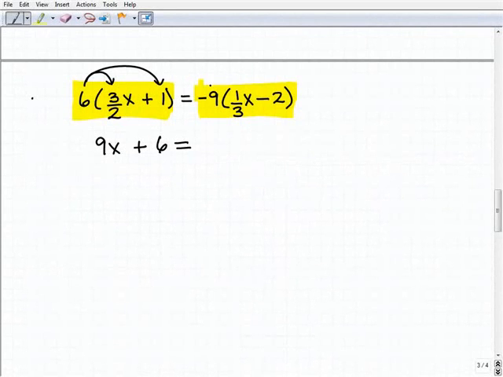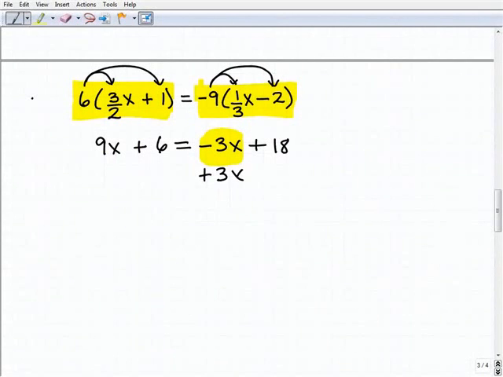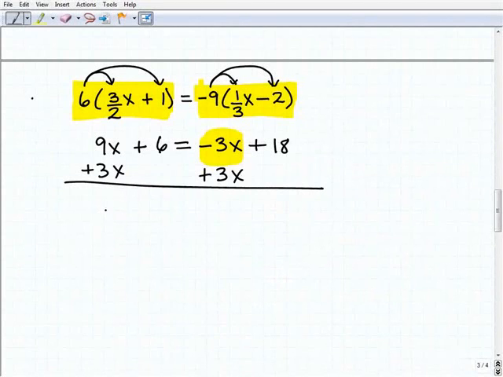And that's going to be equal to -9 times 1/3, which is going to be a -3x. And -9 times this -2 is going to be a +18. Okay, so looking to combine like terms on the left and right hand side, there's nothing to do. So once again, I'm going to move my variables over to the left hand side. So I'm going to add 3x here and add 3x here. So this gives me, let's see here, 12, whoops, go ahead and write this right here. 12x plus 6 equals 18.